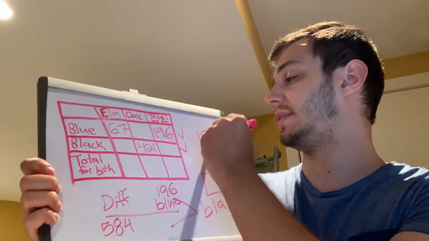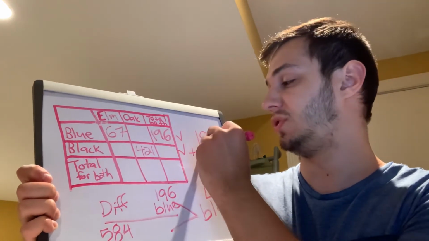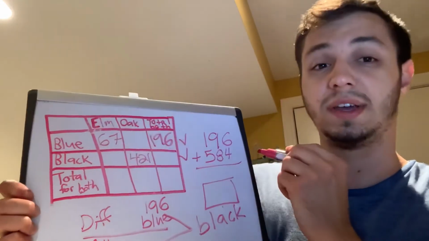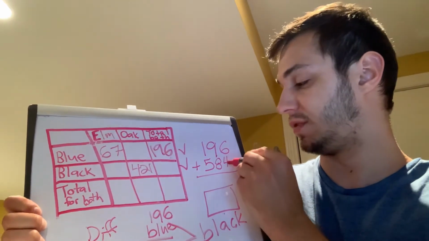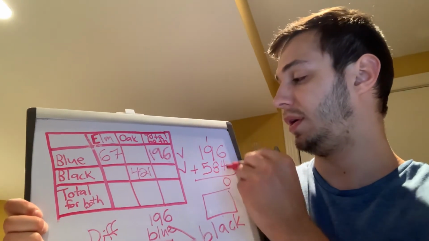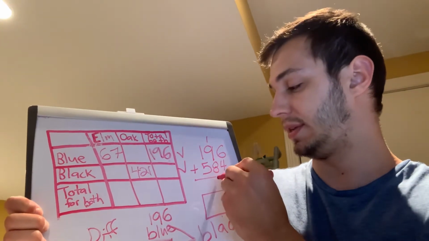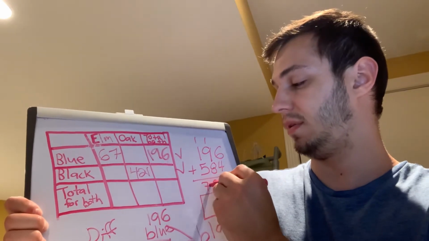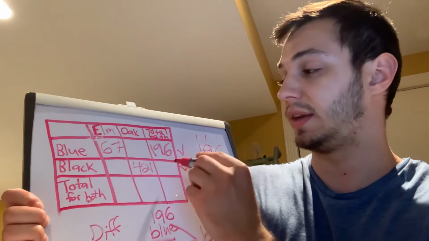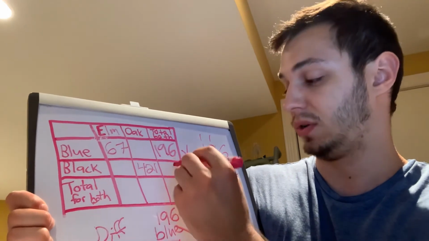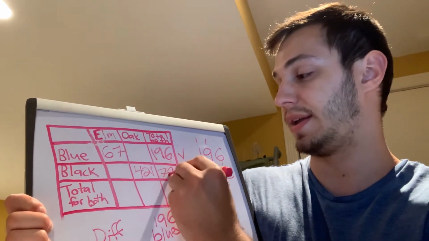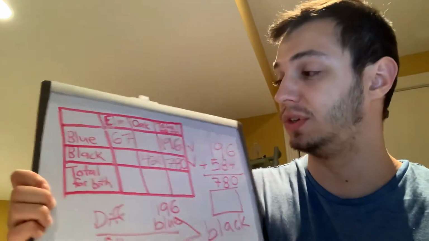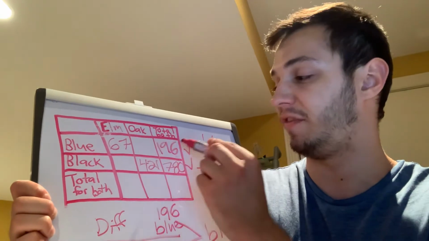So 196 plus 584. So once again, we want to start at the ones. 6 plus 4 is 10, carry the 1. 9 plus 1 is 10, plus 8 is 18, carry that. And then 5 plus 2 is 7. So that tells us that the total number of blackbirds was 780. Just like that.